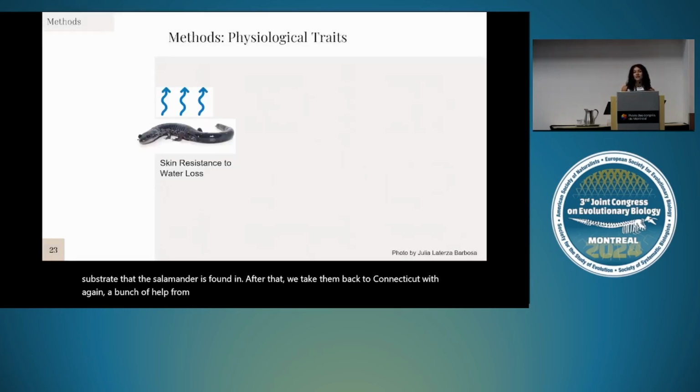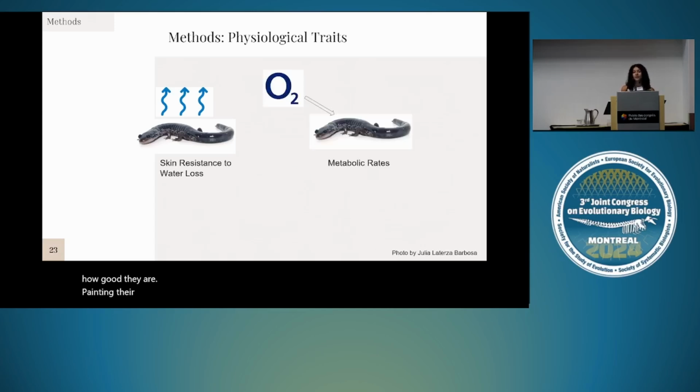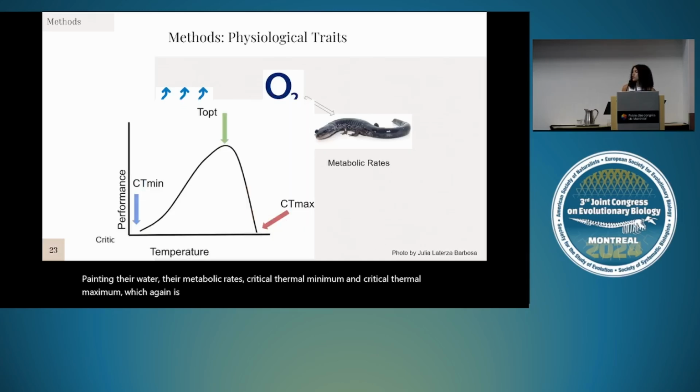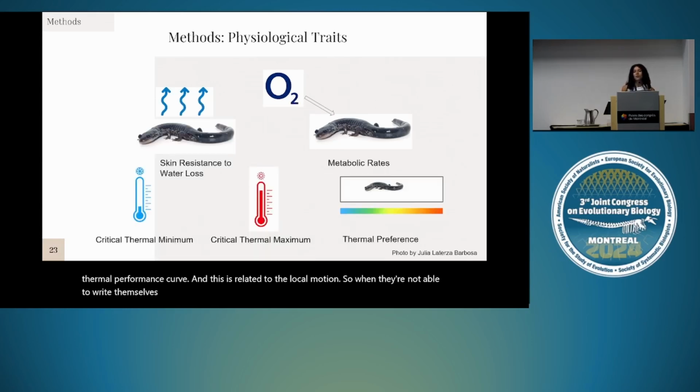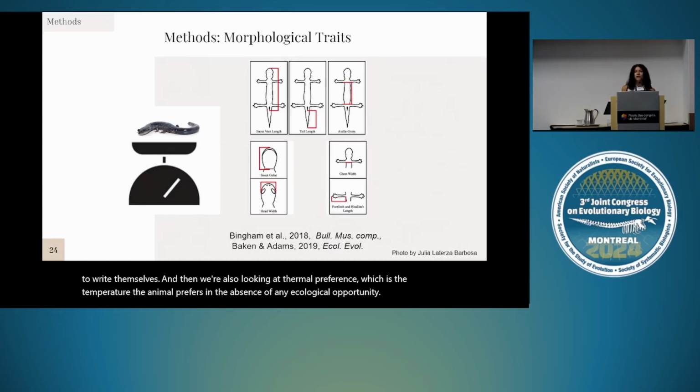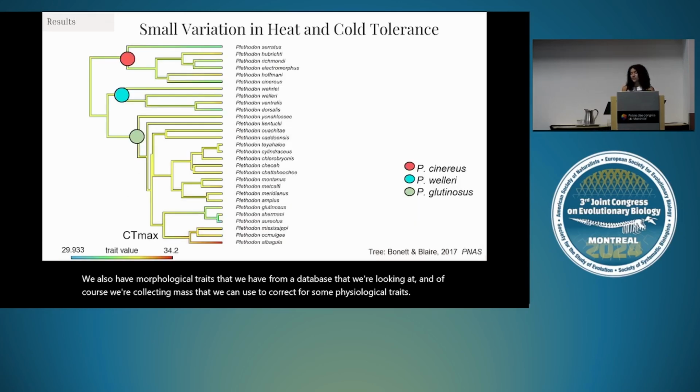We're looking at skin resistance to water loss rates, how good they are at retaining their water, their metabolic rates, critical thermal minimum and critical thermal maximum, which again is just going to be the heat and cold tolerance when we're looking at the thermal performance curve, and this is related to the locomotion, so when they're not able to right themselves. And then we're also looking at thermal preference, which is the temperature the animal prefers in the absence of any ecological opportunity. We also have morphological traits that we have from a database that we're looking at, and of course we're collecting mass that we can use to correct for some physiological traits. So let's get into some of the results that we have so far.